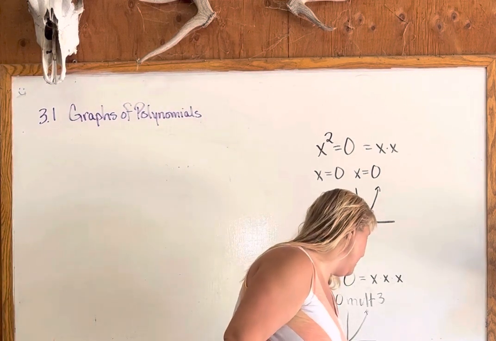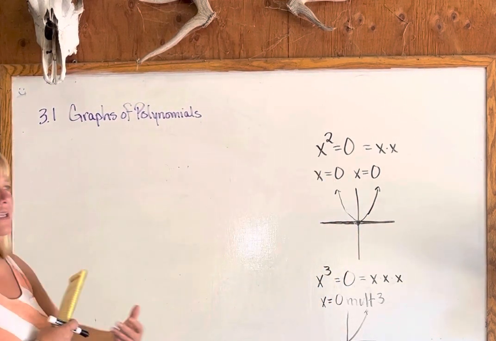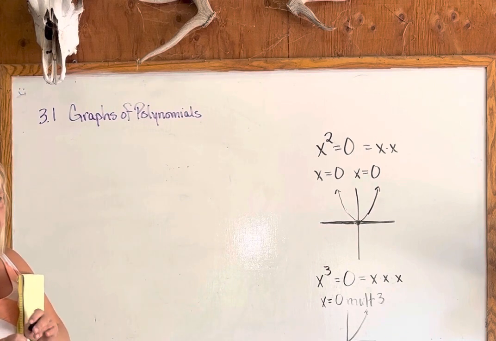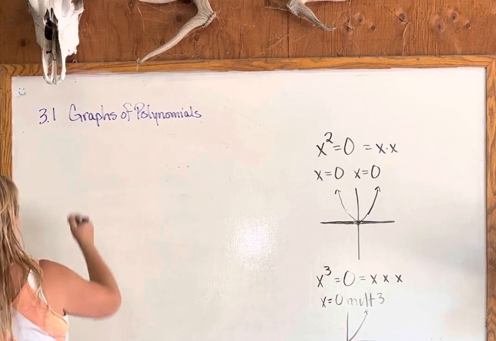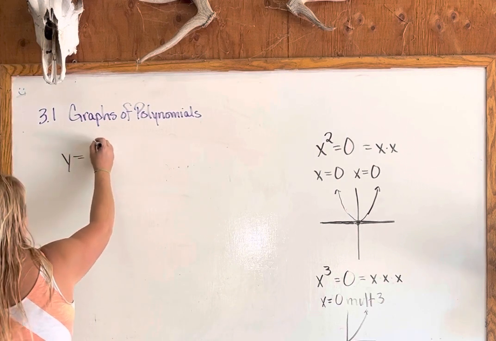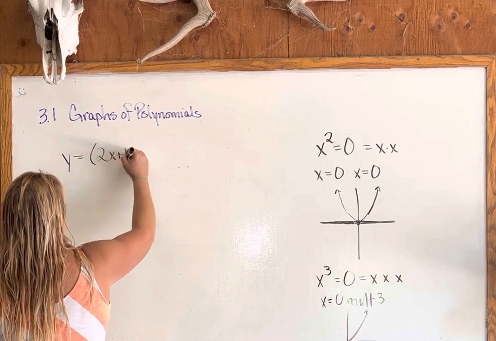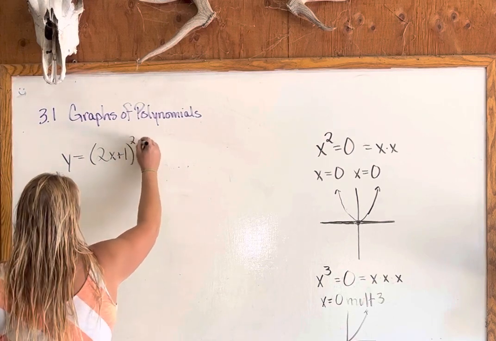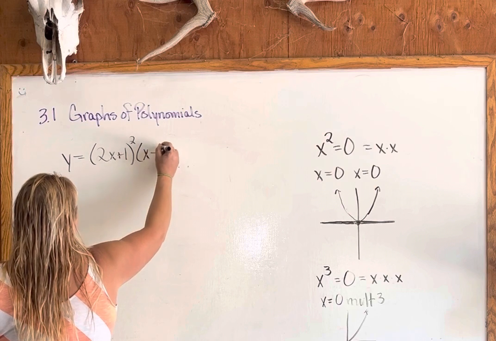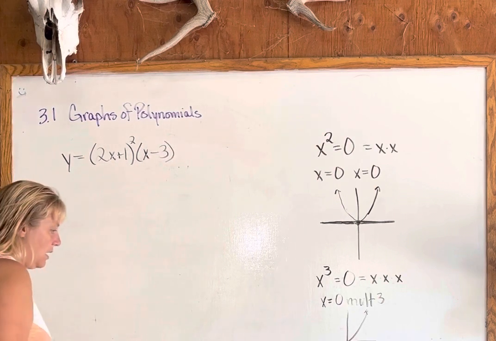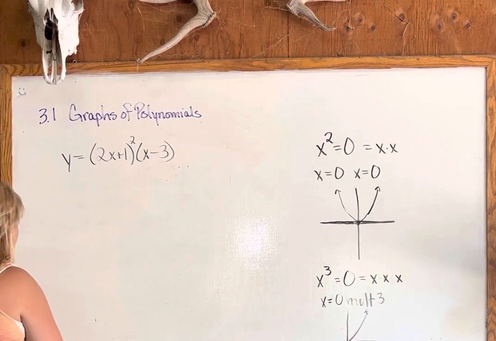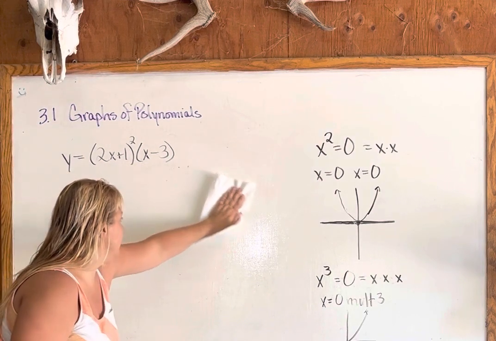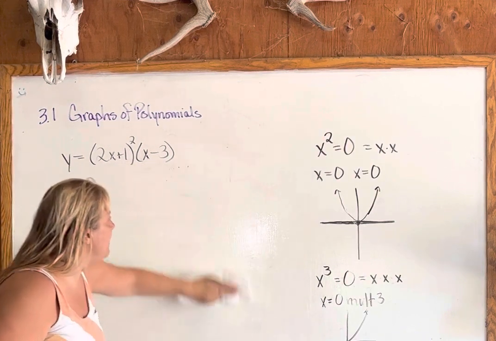Okay, so like I said, the book tries to make this a little easier on you, and then in their way, it kind of makes it harder on you. So one of the ones the book gives you looks like this. Y equals (2x plus 1) squared times (x minus 3). Now, they're doing this to make the x-intercepts easy to find. So it's already in factored form.